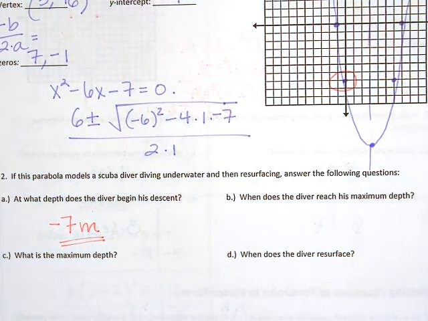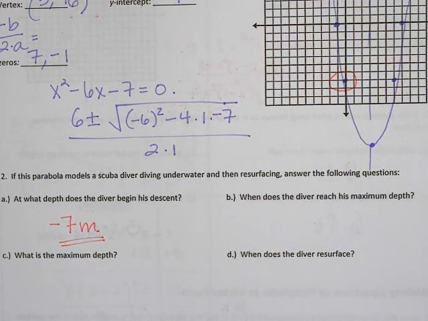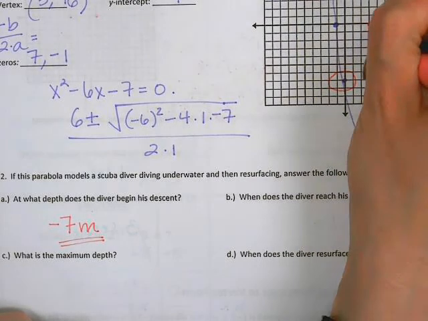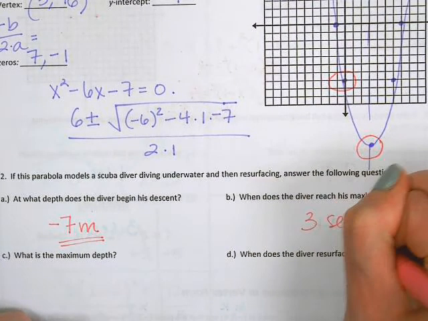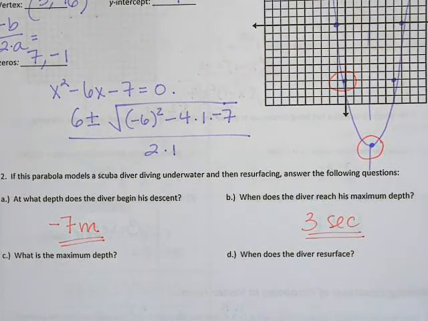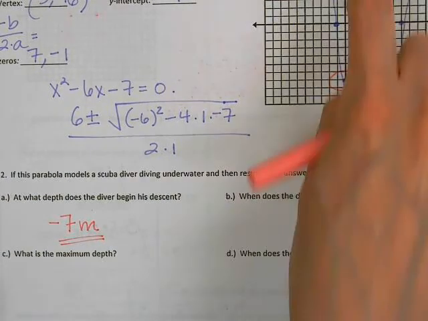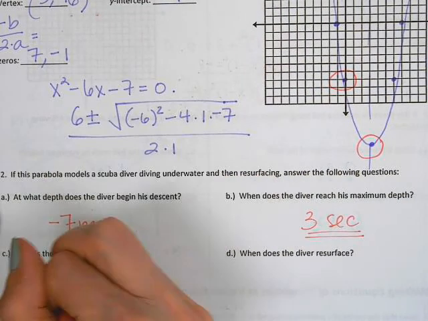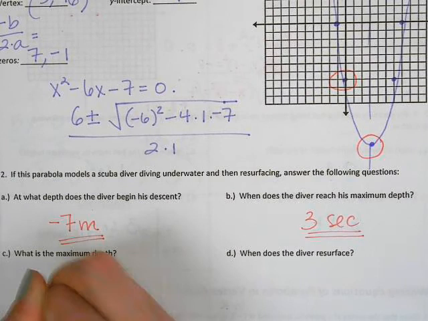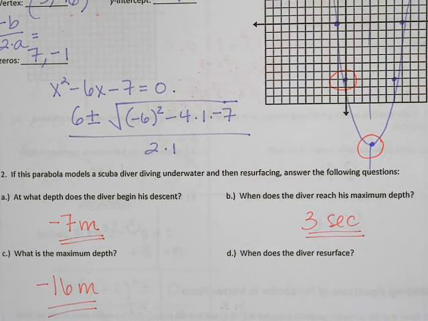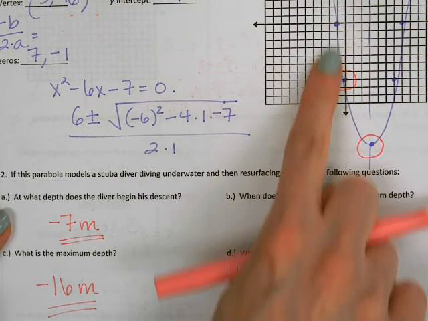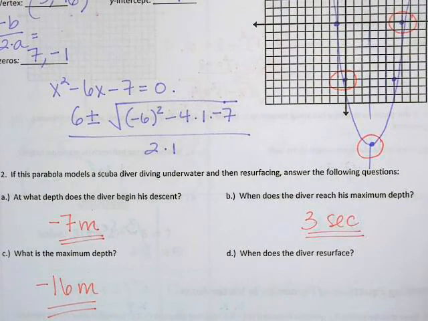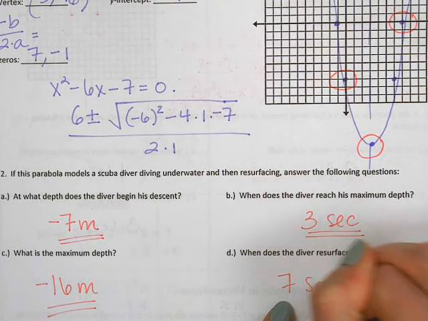B, when does he reach the maximum depth? That would be down here, and that's at 3 seconds. C, what is the maximum depth? That's 16 meters below water. And D, when does he resurface? When is he back at 0? That is the 7 seconds.